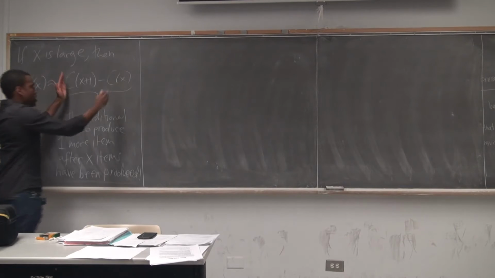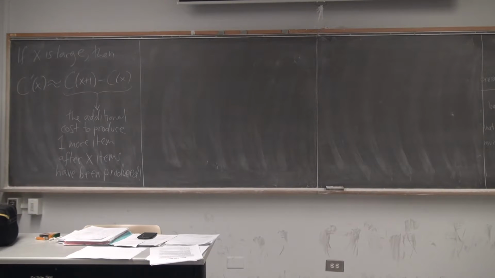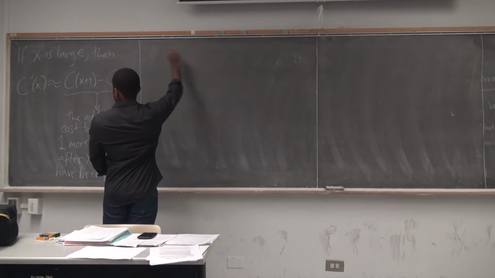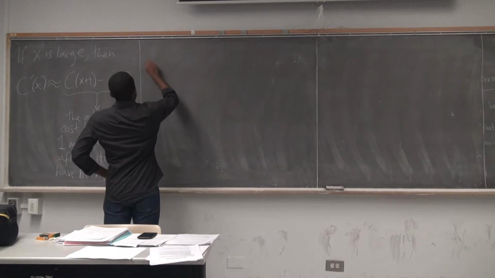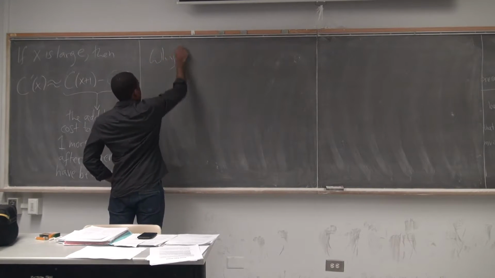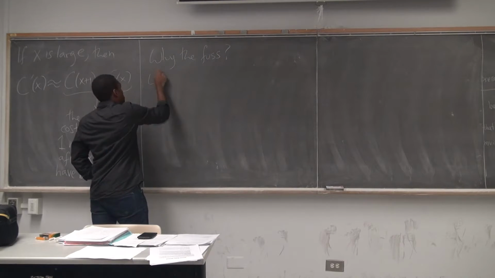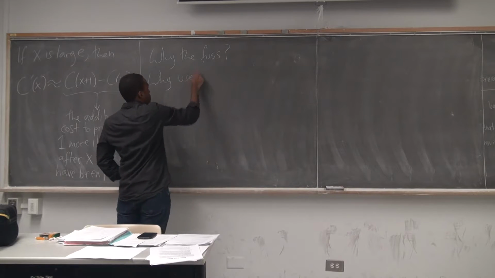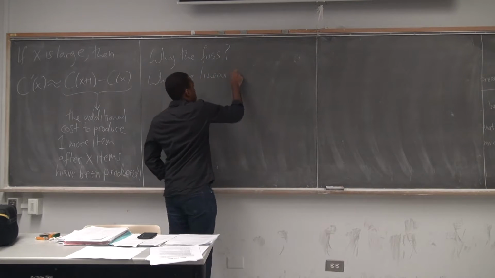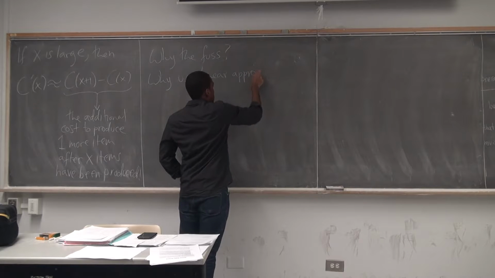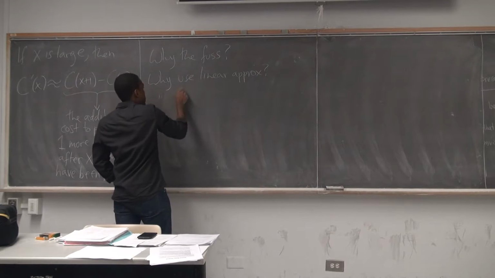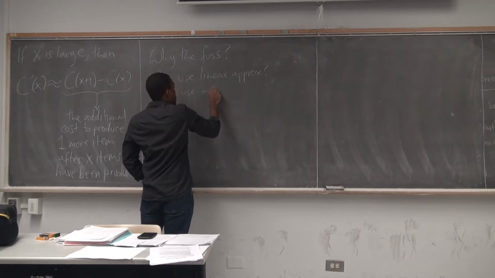So this can be thought of as the additional cost to produce one more item after I produce some number of items, and it's approximated by the derivative at the X item. Why the fuss? Why use linear approximation? Why can't we just use the function? And why use marginal analysis?